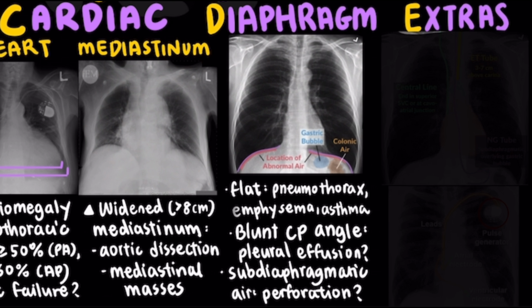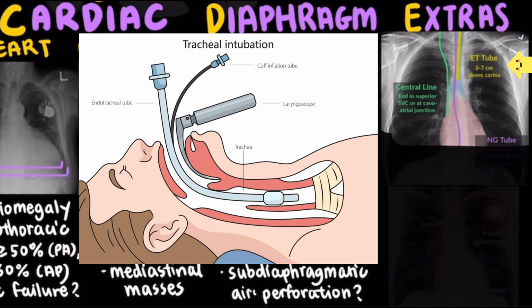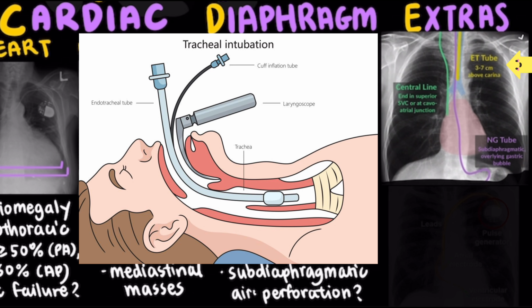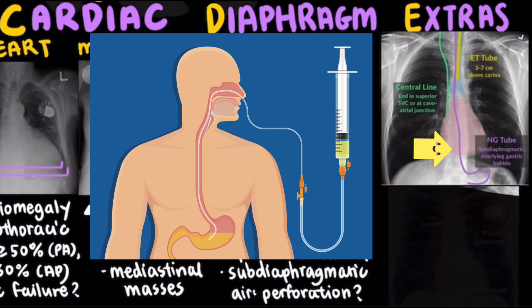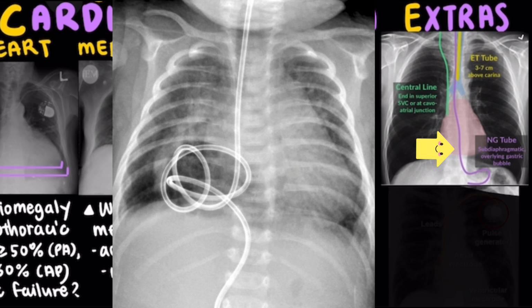This is where you look for any tubes, lines, or devices that show up on the X-ray. The tip of the endotracheal tube should sit about 3 to 5 centimeters above the carina. If it's too high, the patient may not be ventilated properly. And if it's too low, it might enter one bronchus. The nasogastric tube should pass down the midline, through the esophagus, and the tip should be seen below the diaphragm in the stomach. If it coils in the chest or stops early, that's malpositioned.